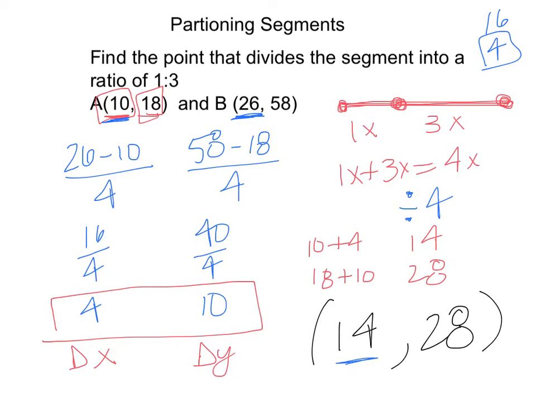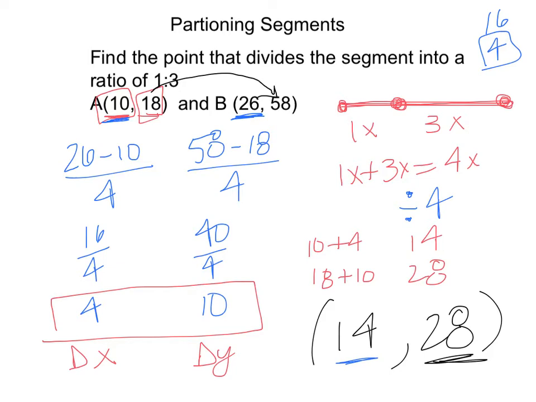The same thing is going to happen for the y-coordinates. If you were to look at 18 to 58, and then I looked at 28, 18 is 10 units from 28, and 28 is 30 units from 58. Therefore, the ratio is still 1 to 3.